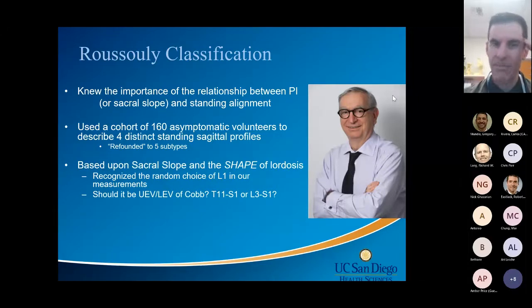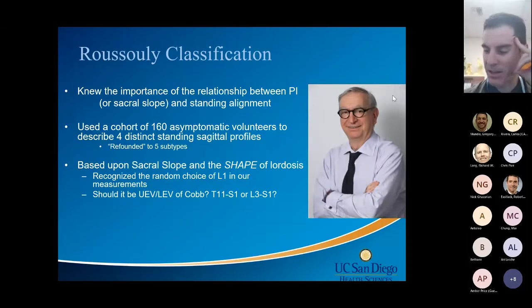So Roussouly, one of the French pioneers, understood the relationship between pelvic incidence and standing alignment, and what he called the normative sacral slope, right? Which is just another way of looking at how you are standing in terms of how much pelvic tilt you have. His paper used a cohort of 160 asymptomatic volunteers to originally describe 4 subtypes and then refined it to 5 subtypes. This classification was based upon the sacral slope of the patient, and conversely you could say pelvic tilt of the patient, and the shape and distribution of the lordosis.